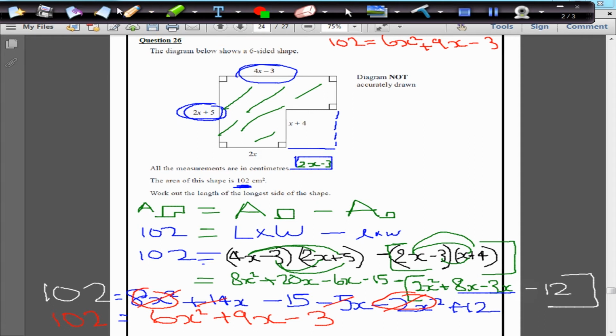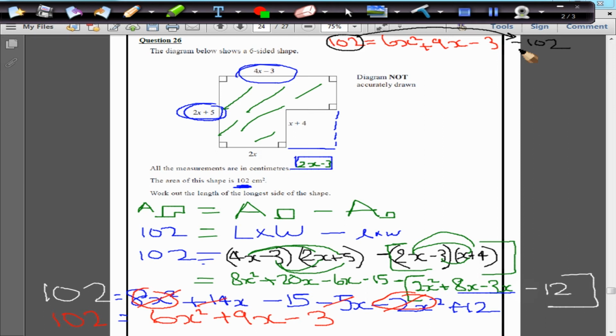The 102 needs to move from the left hand side to the right hand side, because we need this side to be equal to nothing. The opposite of add 102 is minus 102.